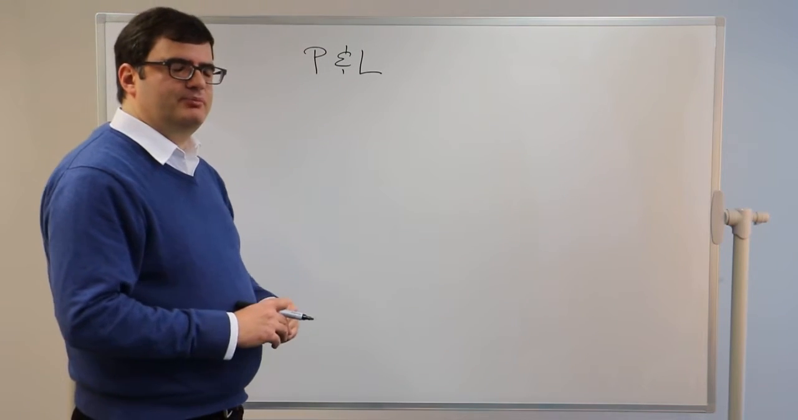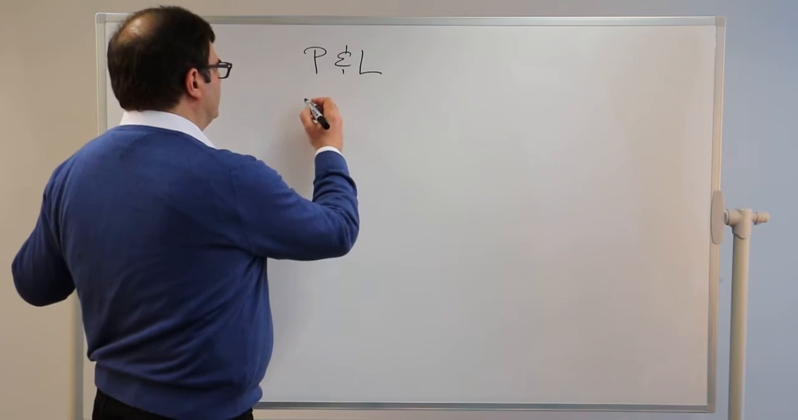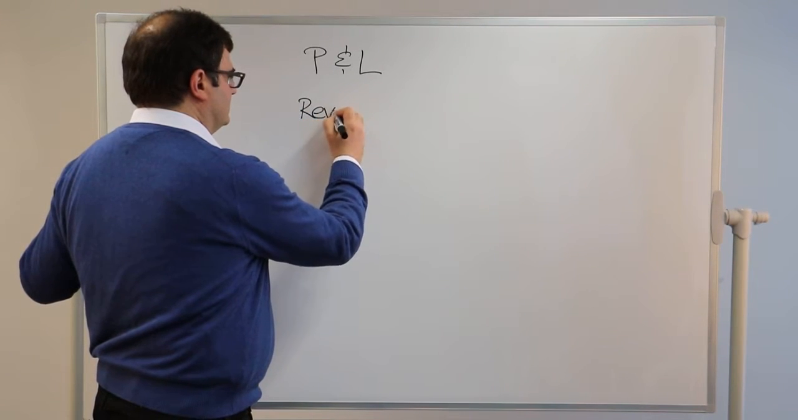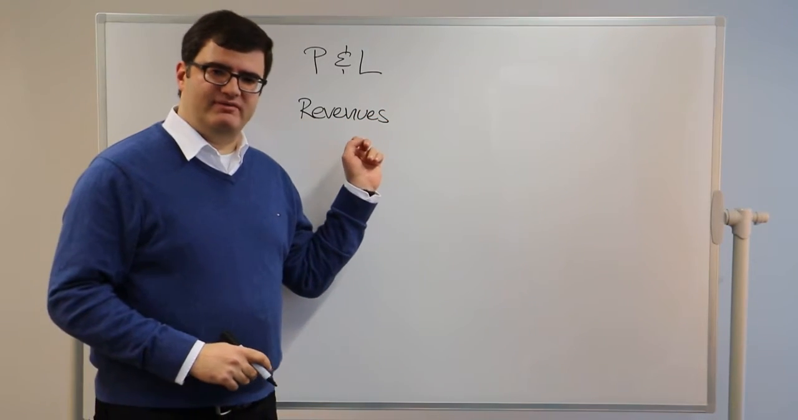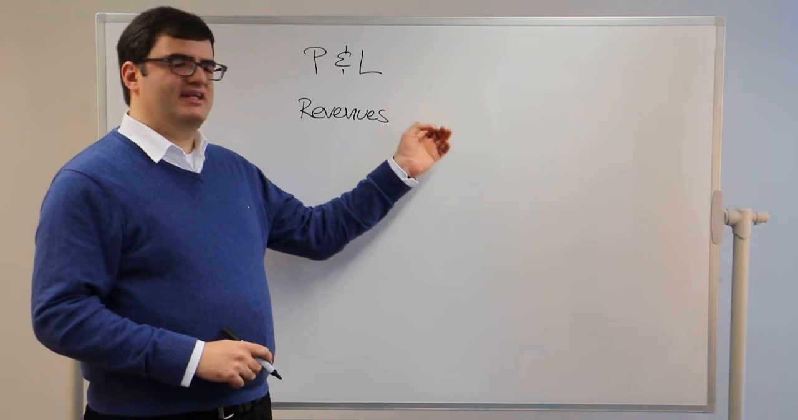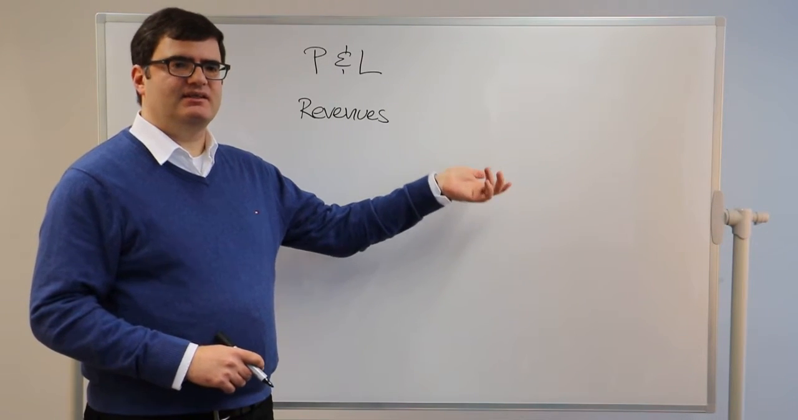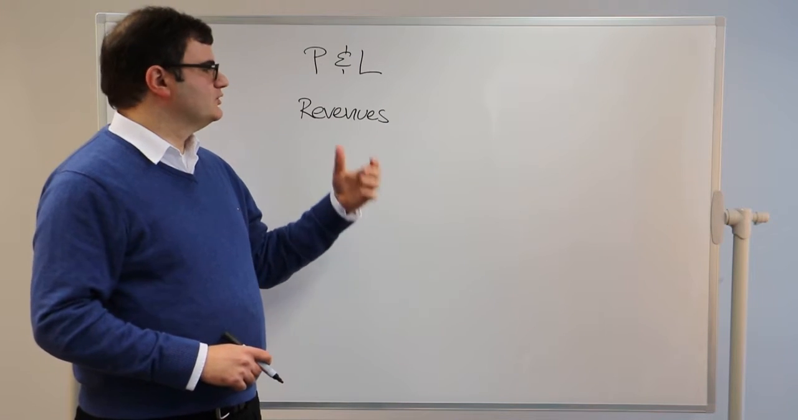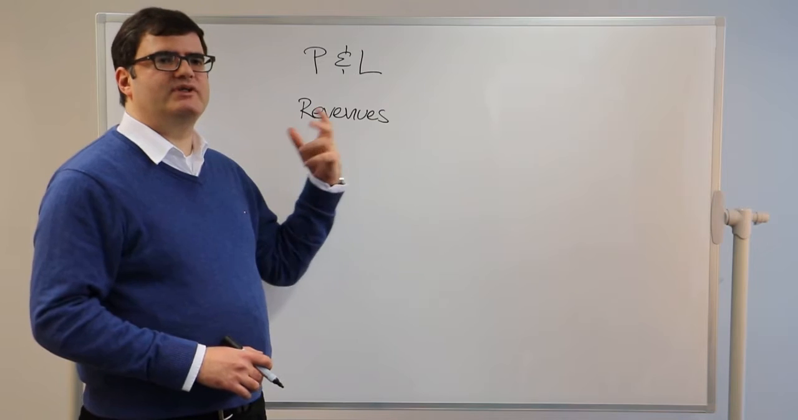How will the P&L look then? The first thing you're going to put in onto your P&L is the money coming in, what we call revenues. Now, in its easiest form, revenues is the number of products you sell times the price that you sell them for. So if you sell 100 widgets for $1,000, your revenue is $100,000.